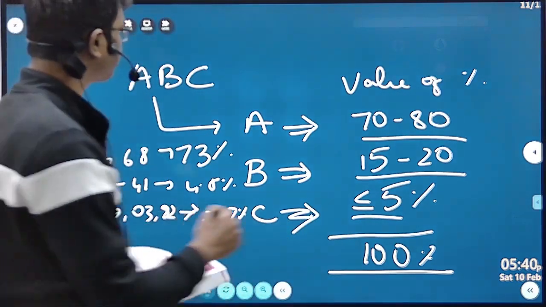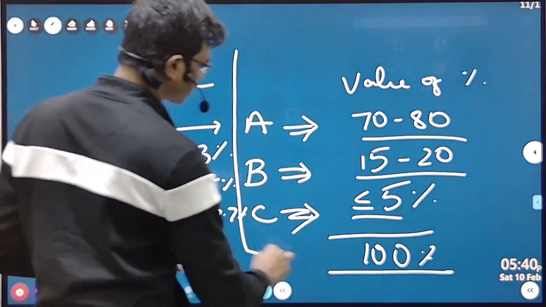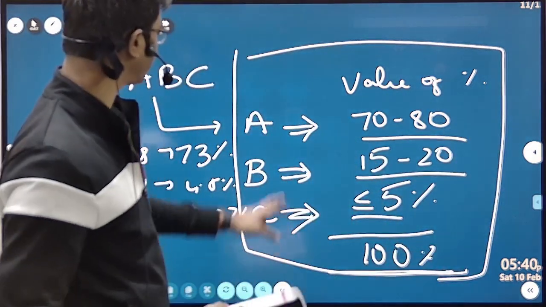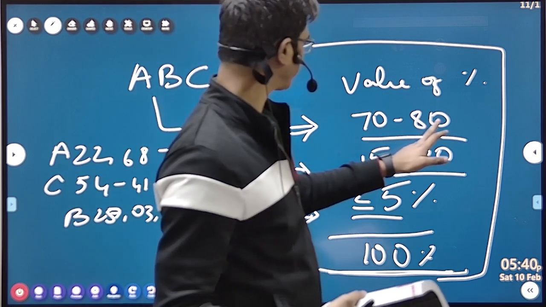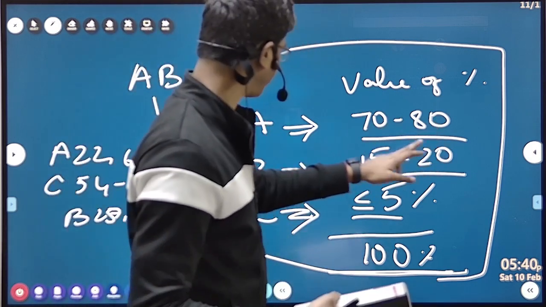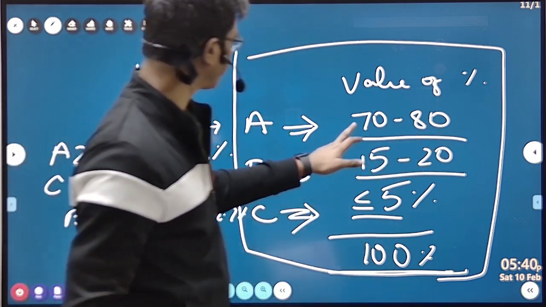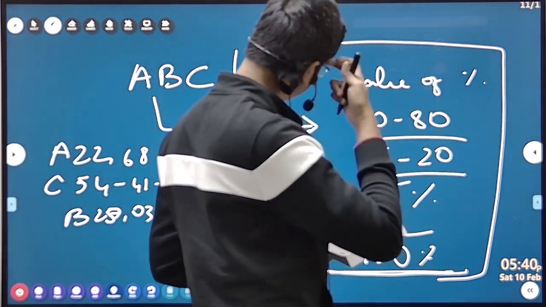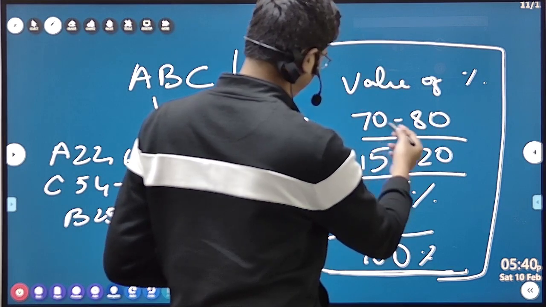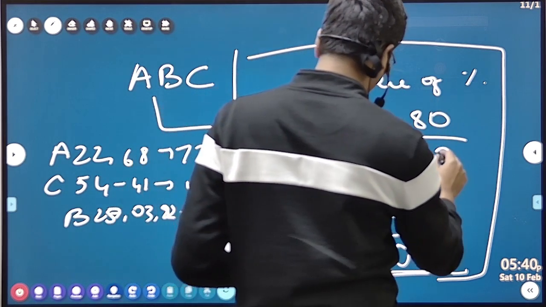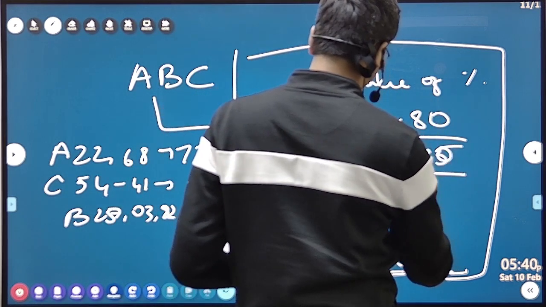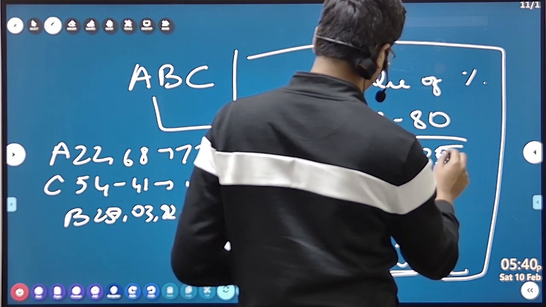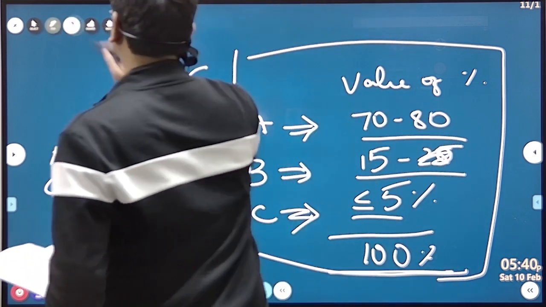Okay, so these percentages you kindly remember. So the value of your inventory in A should be from 70 to 80%. B will be from 15 to 20. Okay, 15 to 20%, sorry, 70 to 20 was the wrong one, 15 to 20 is the correct one.